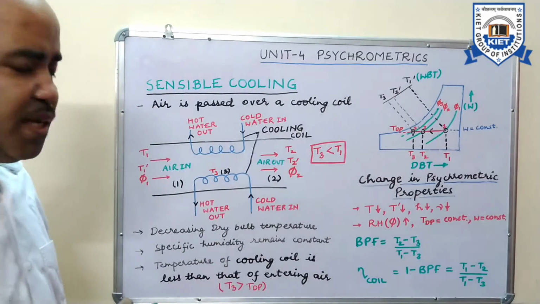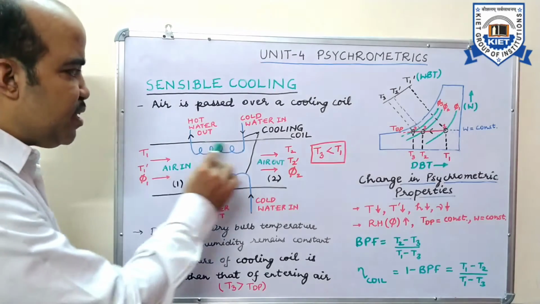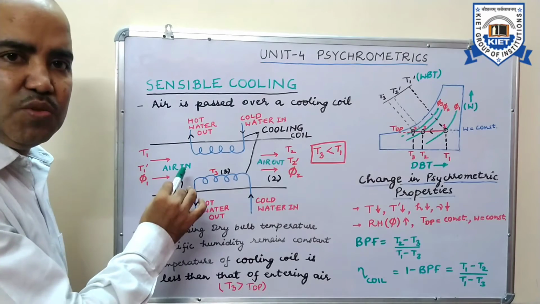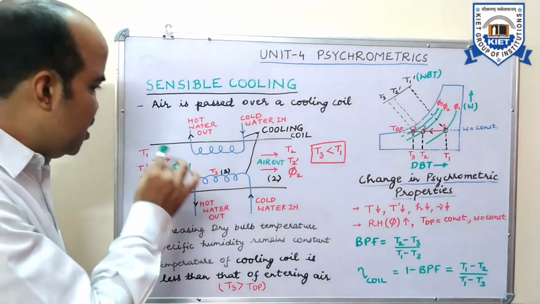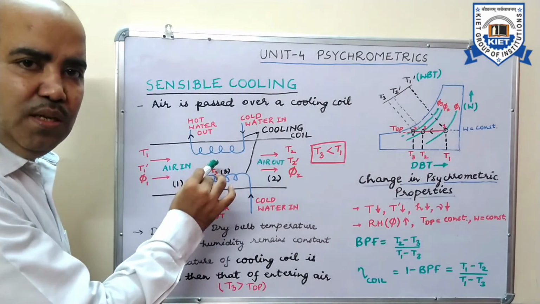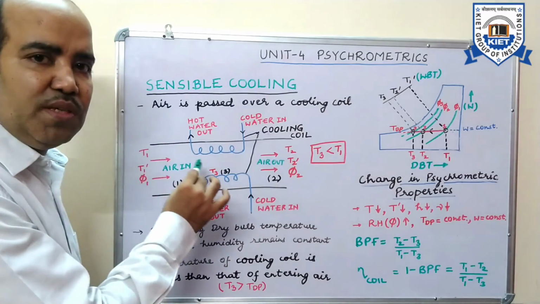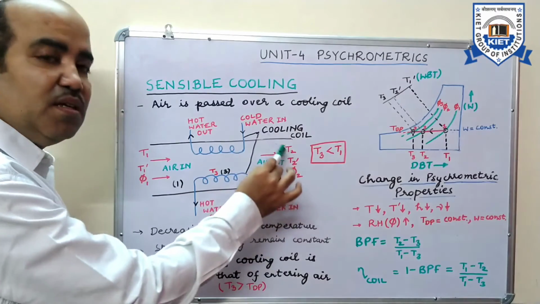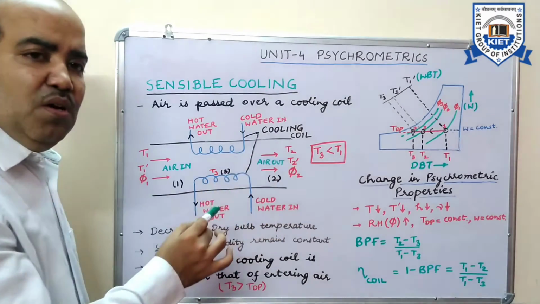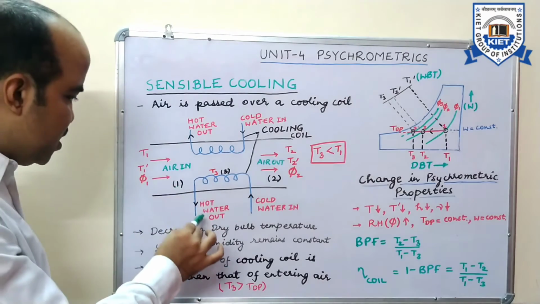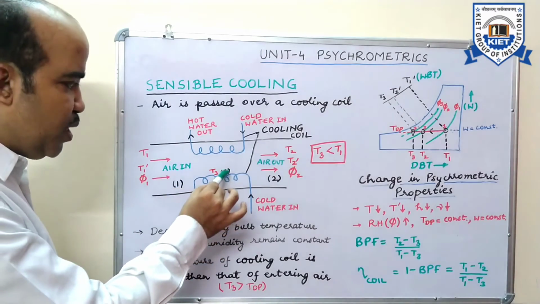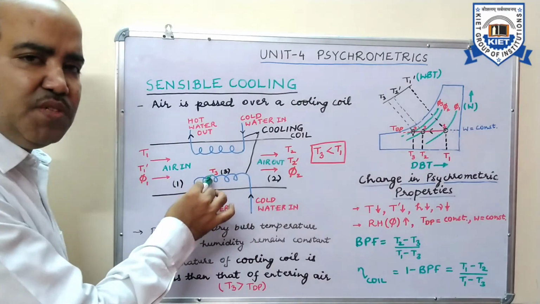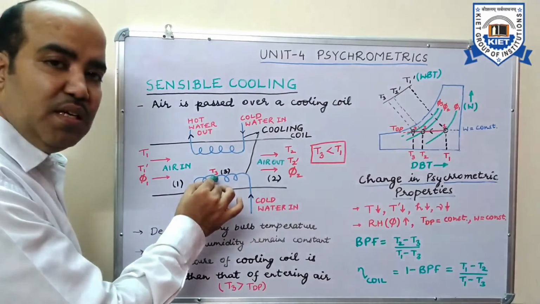Here, as you can see, we have a duct, and air is entering from the left side. It passes through the cooling coil and comes in contact with it, and then it leaves the duct, as you can see here, as air out. The cooling coil is denoted by the blue line over here, and its average surface temperature is T3.